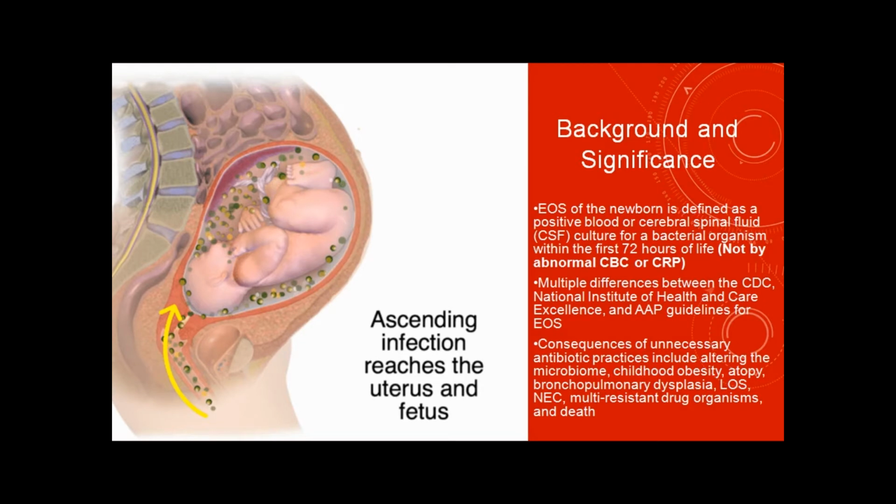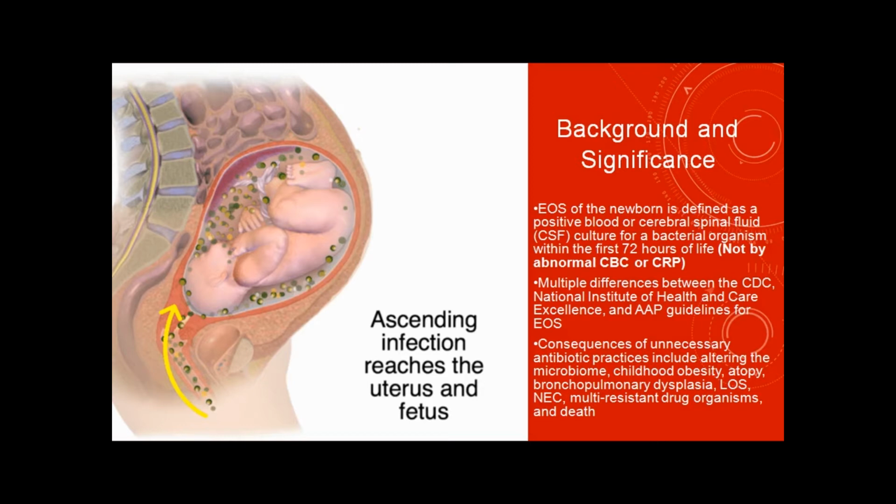And so we look at the background of significance. EOS is defined as a positive blood or cerebral spinal fluid culture for a bacterial organism within the first 72 hours. There's multiple differences in the last decade between the CDC's GBS guidelines, the National Institute of Health and Care Excellence from England, and the AAP guidelines have put out 3 different clinical reports in the last decade. And so why are we concerned about the antibiotic uses?